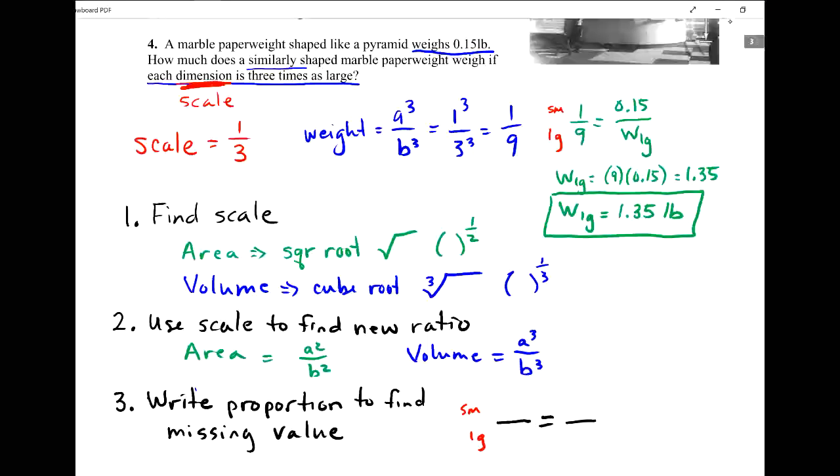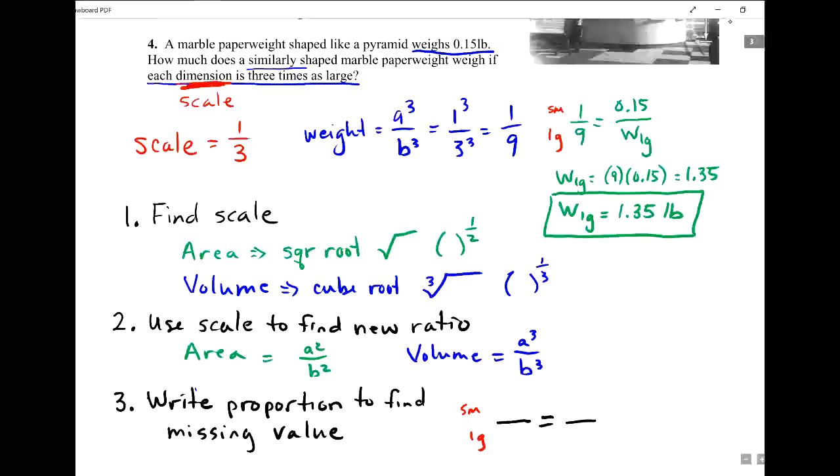We're told that we have a marble paperweight shaped like a pyramid. That really doesn't matter, but it gives us something to visualize. And that paperweight weighs 0.15 pounds, so not very heavy. We want to know how much a similarly shaped paperweight weighs if each dimension is 3 times as large. When we're talking about dimensions, we are talking about scale. We are talking about length. If each length is 3 times as large, that tells us that our scale is a 1-to-3 scale.